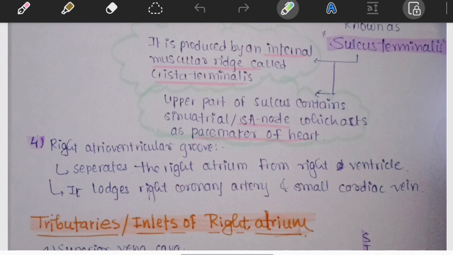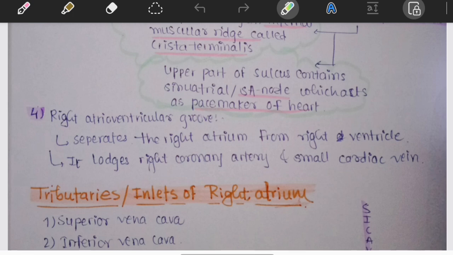The fifth feature is the right atrioventricular groove. Another important feature is that it marks the boundary between the right atrium and right ventricle. More importantly, it lodges two important structures, the right coronary artery and the small cardiac vein. This is another favorite viva question.